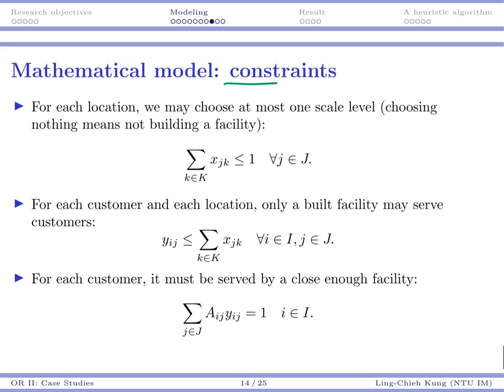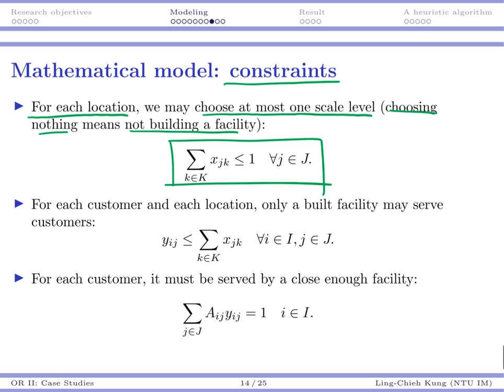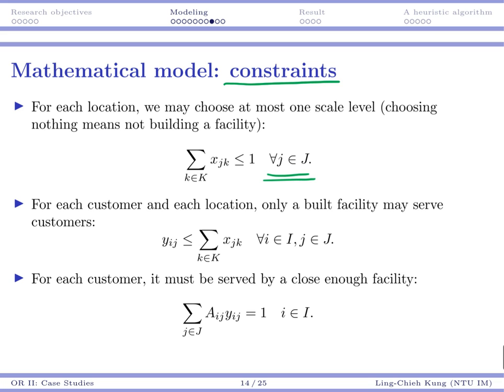And then let's take a look at the constraints one by one. For each location, we may choose at most one scale level, and choosing no scale level means building nothing. So we write down our formulation in this way, and this in some sense is a nice way to combine the construction decision and the scale level selection decision. For each location, you choose one among all those levels. If you choose nothing, that means you don't build anything there. So that's constraint 1.